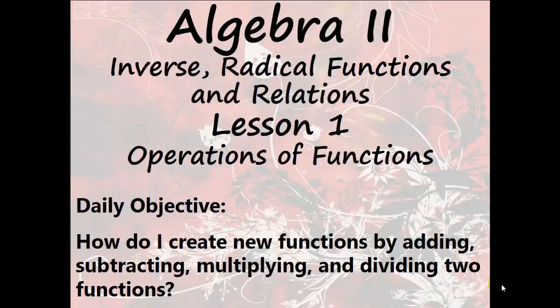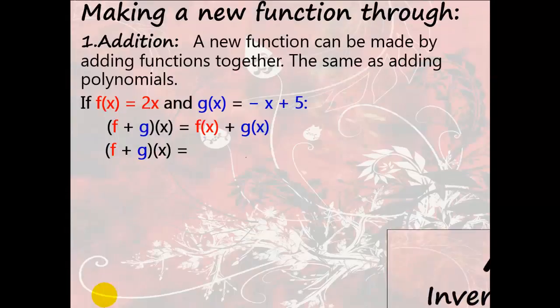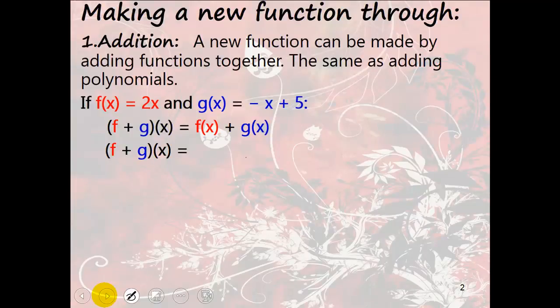We've done this before when we talked just in terms of polynomials, and now we're going to do it in function notation. So we want to make a new function through addition. A new function can be made by adding two functions together. It's the same as adding polynomials.